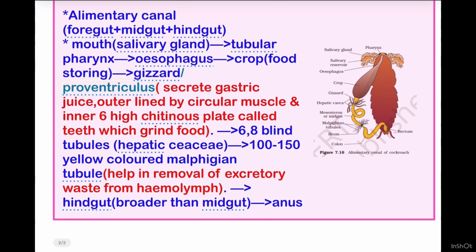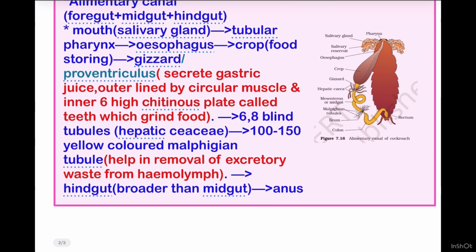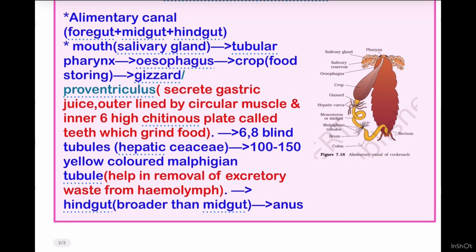The gizzard can also be called the proventriculus, which consists of 6 chitinous plates that act like teeth. That is the proventriculus, for grinding purposes. Between the foregut and midgut, there are 6 to 8 hepatic blind tubules, which secrete gastric juice.